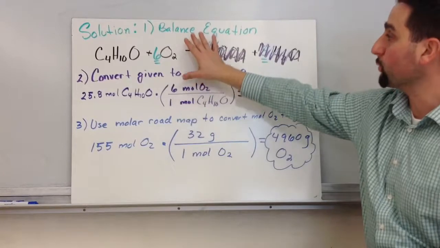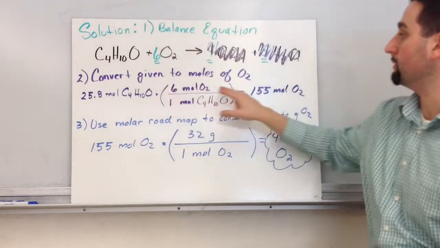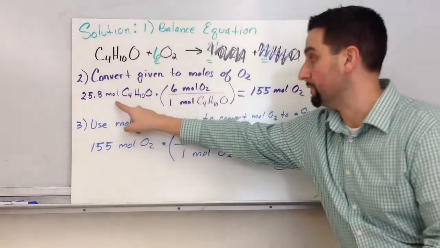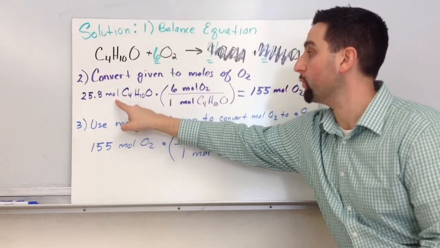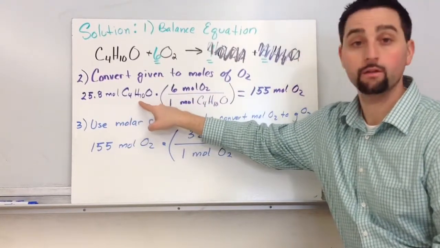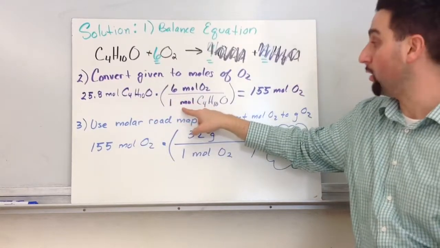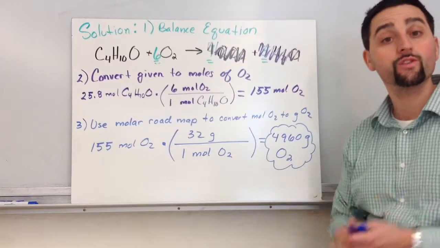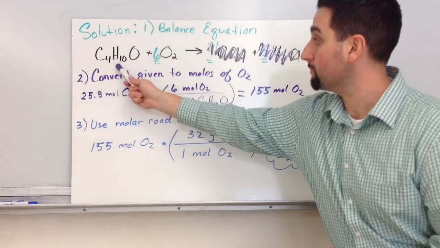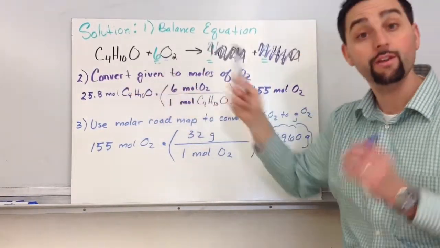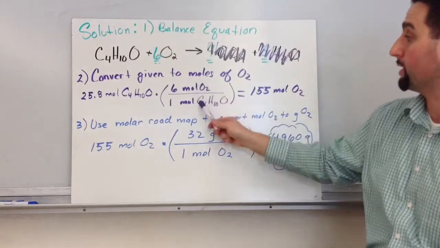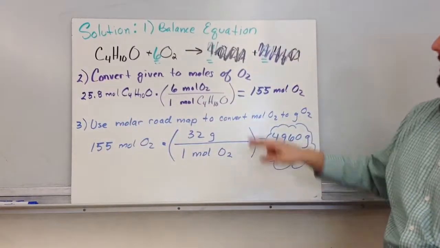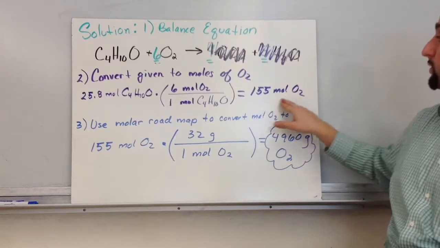After we balance, let's convert our given amount to moles of O2. And here's our given: 25.8 moles of our first reactant times its molar ratio, 1 to 6. In other words, we're trying to make the jump from this substance to oxygen, and the only way we can do that is with our molar ratios. So I get 25.8 times 6, which is 155 moles of O2.